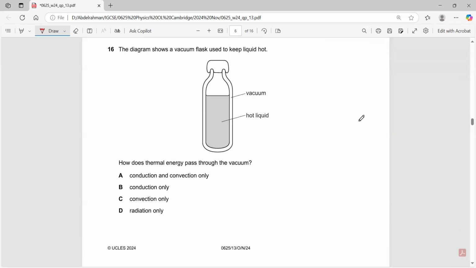Question 16. You have a vacuum flask, which is used to keep liquid hot. You have a hot liquid inside this vacuum. How does the thermal energy pass through the vacuum? Conduction, convection, no, radiation only. Can conduction or convection pass through the vacuum? No, it cannot.